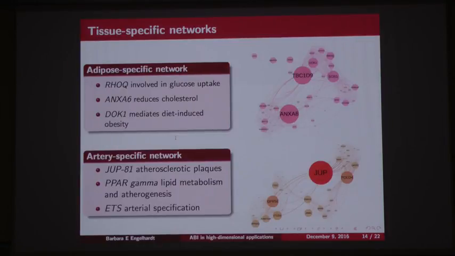What we do find is these tissue-specific networks. In this data set, we were looking for networks that only occurred in a specific tissue. For example, the top network that we recovered is an adipose-specific network. Adipose is just fat, in this case subcutaneous fat. What you can see is that the size of the node, these are all genes, represents betweenness centrality.